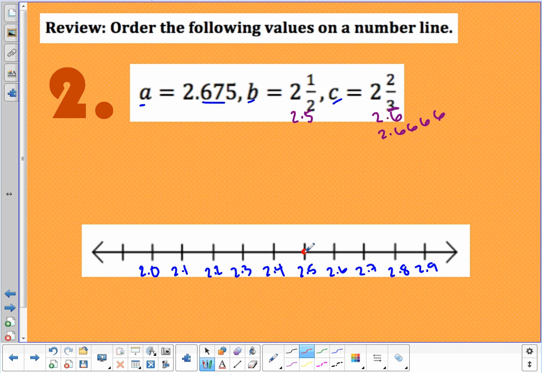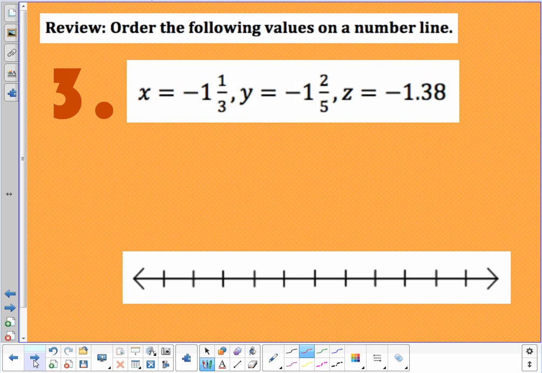So 2.5 is right here. That 2.5 was my B value. 2.675 is up here, 3/4 of the way between the 2.6 and the 2.7. That's my A. And 2 2/3, 2.66, is going to be just below that, just above the half. That's my C. It's really close together right there in between the 2.5 and the 2.7.